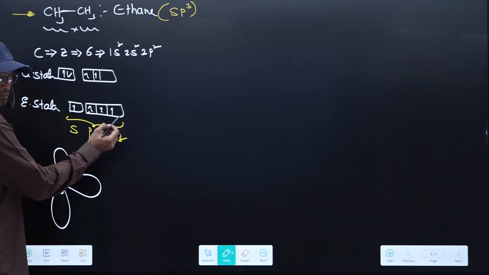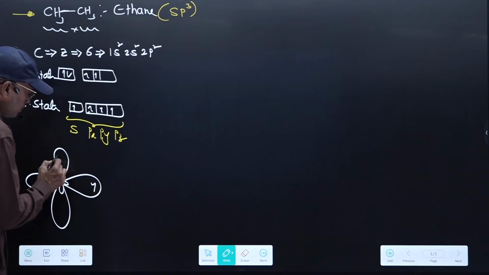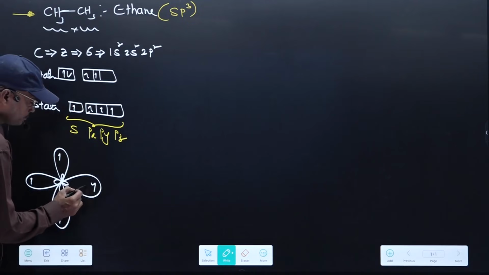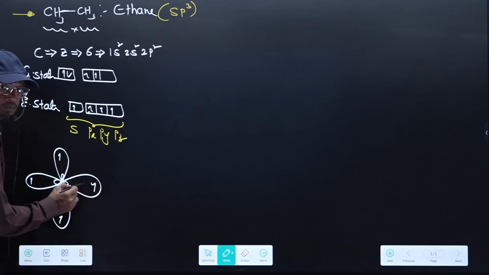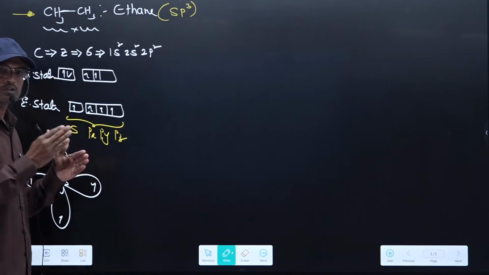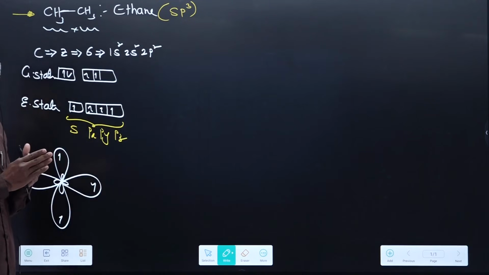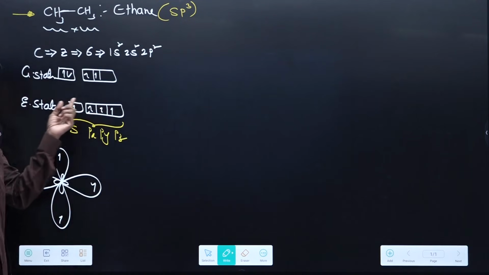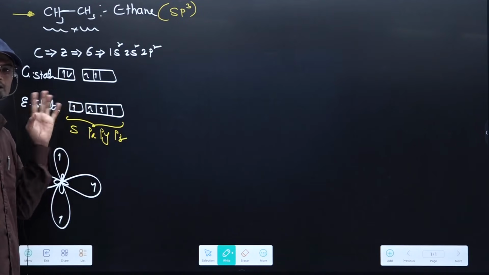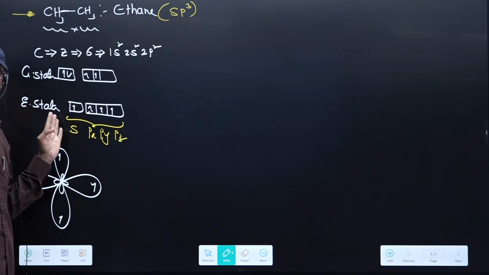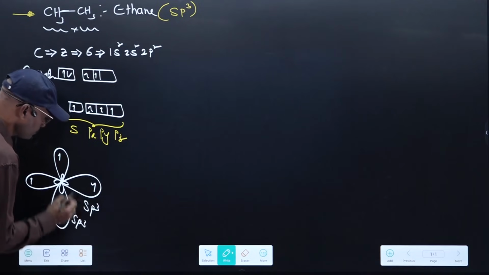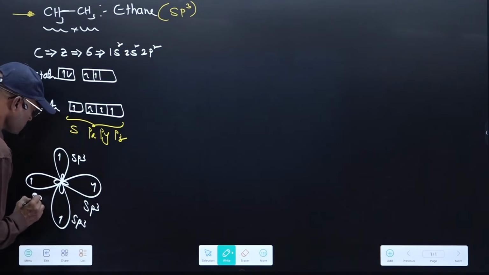How many electrons are present? 4 electrons. Here 1 electron, 1, 1 and this is 1. Right? And what is this? Is it atomic orbital or hybrid orbital? Hybrid orbital. These 4 I am mixing, converting into similar and equal energy hybrid orbitals. If I mix these 4, 1 s orbital, 3 p orbitals, then what you will get? 4 sp3. Is it clear? So now this is first sp3, second sp3, third sp3 and what is one more? Fourth sp3. This is for the first carbon.